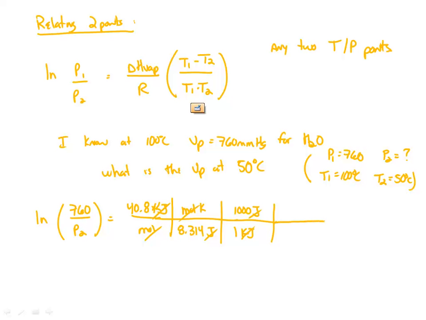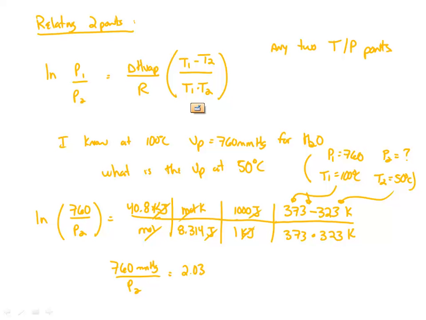For the temperature part, a bar problem doesn't really allow you to do subtractions, so I throw that in like that, and then 373 times 323. Notice that those temperatures have been converted to Kelvin. 100 degrees Celsius is 373 Kelvin. 50 degrees Celsius is 323 Kelvin. I get the natural log of 760 millimeters of mercury over P2 equals 2.036.